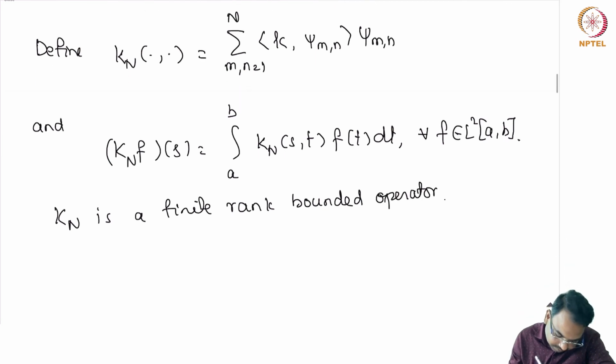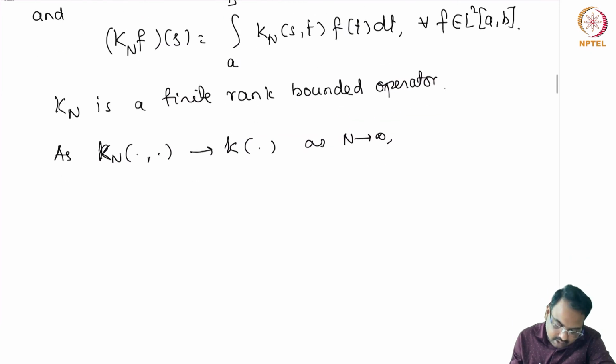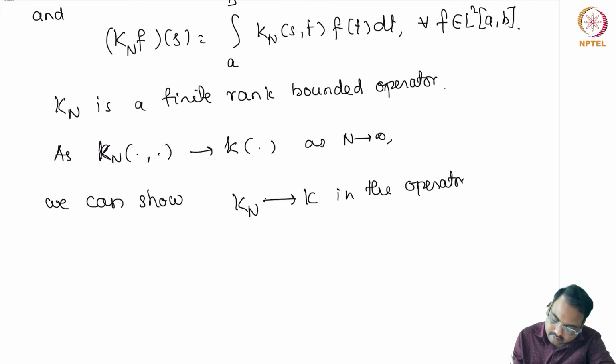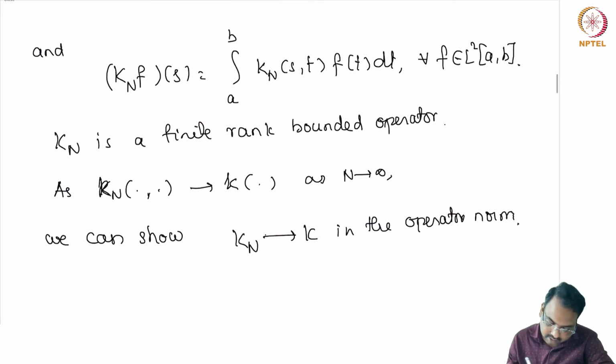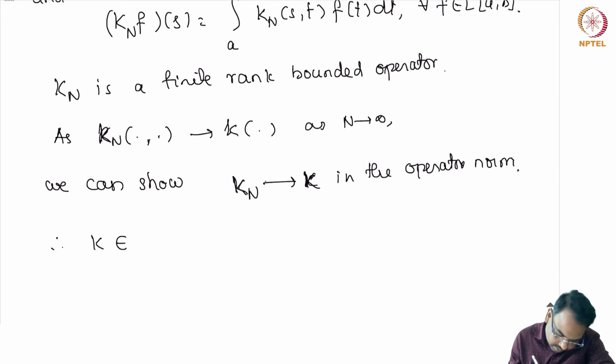Now we know that as k_M converges to k as M goes to infinity, we can easily check that this integral operator K_M converges to K in the operator norm. Now K_M is a compact operator, hence we can say that K is compact.